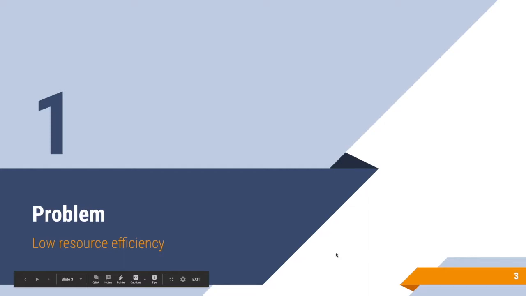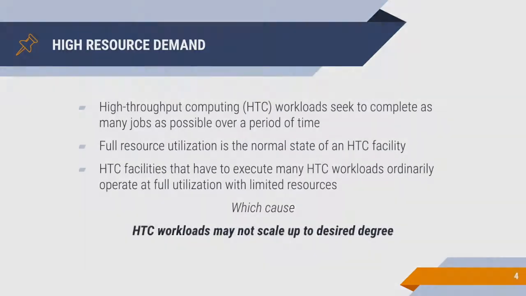Next, let me explain the problem we try to solve. What is a high-throughput computing workload? What are some unique characteristics of the high-throughput computing workload compared to other workloads? High-throughput computing workloads seek to complete as many jobs as possible over a long period of time. The users care more about how many jobs can be completed during a long period of time, rather than how fast a single job can be completed.